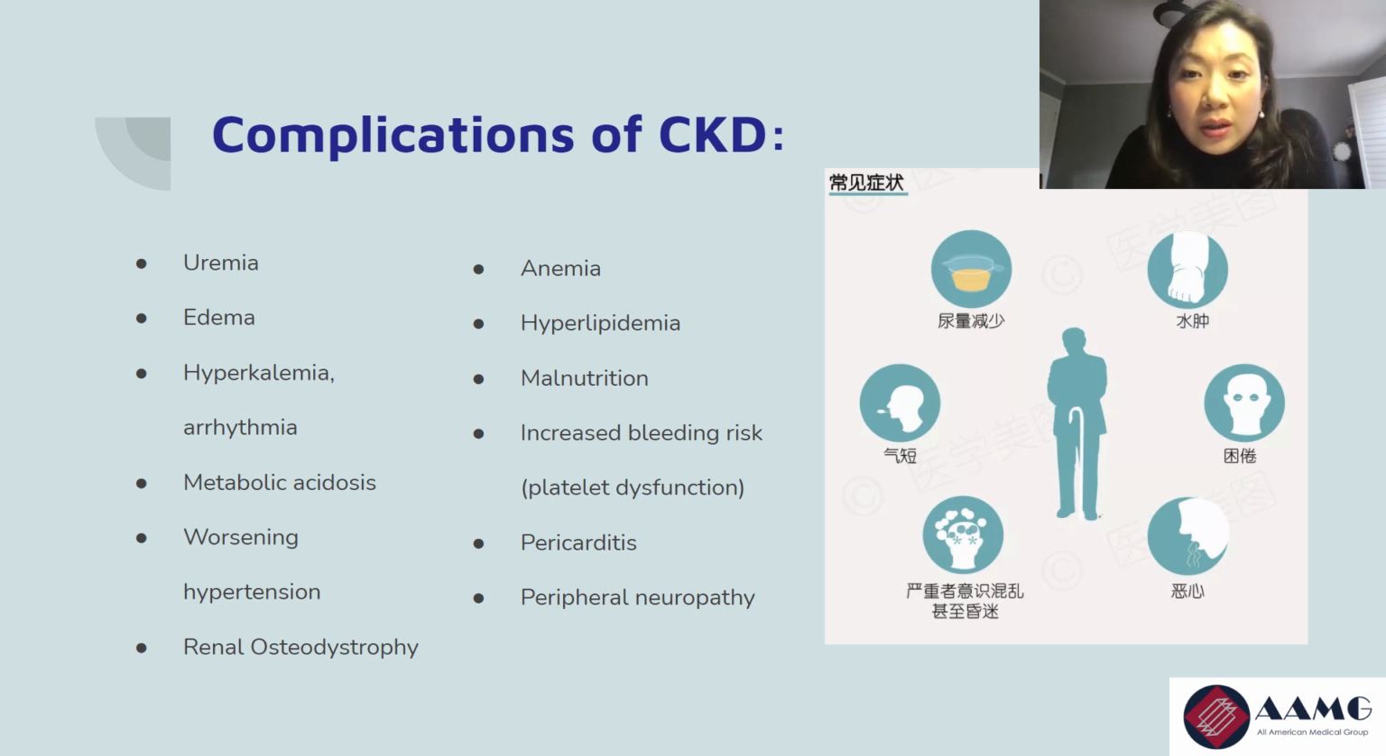Oftentimes you will hear people with chronic kidney conditions have stomach bleeding or duodenal bleeding from the GI tract. That's because of this. People might have pericarditis, and they might have peripheral neuropathy, causing fingertip and toe numbness or tingling. Oh, wow, I see.